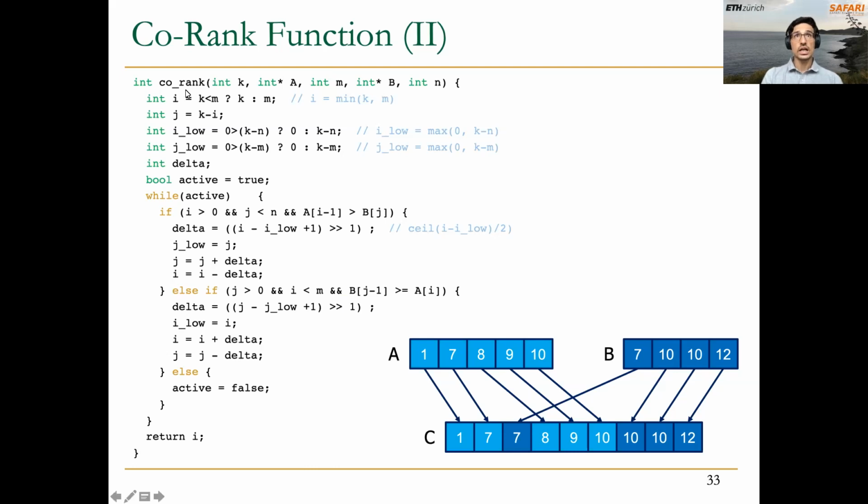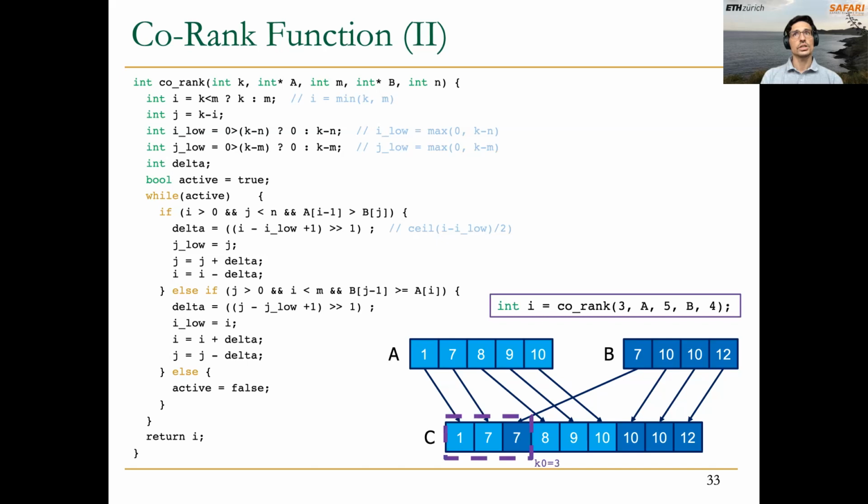Observe that we start by initializing i and j, and we also use two other variables, i low and j low, that define the range of the input arrays A and B where we are doing the search. Then there is this variable delta that we use in the binary search to change the indices that we check, and a Boolean active variable to keep track of iterations and check when we have to finish the process. So this is how we are going to call the corank function for k0 equals 3.